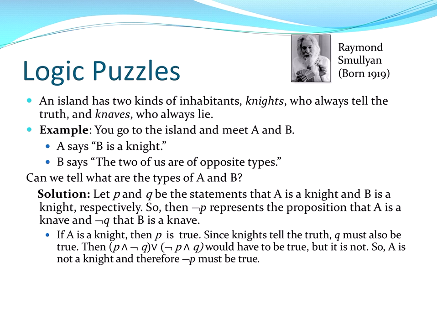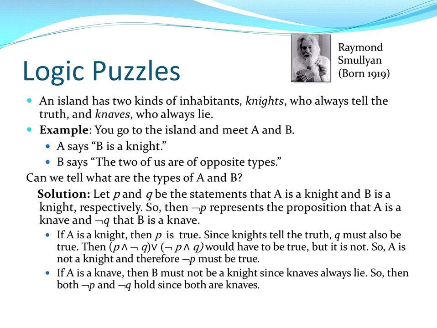So A is not a knight, and therefore the negation of P must be true. Let's see if there's a solution there. Then if A is a knave, B must not be a knight because A would have been lying when A said B was a knight. And then B, being a knave, can say the two are of opposite types because B lies and they are not of opposite types. So there is the solution to this logic puzzle. And in the next video, we'll show a truth table technique for solving it and the system consistency problem from the previous slide.